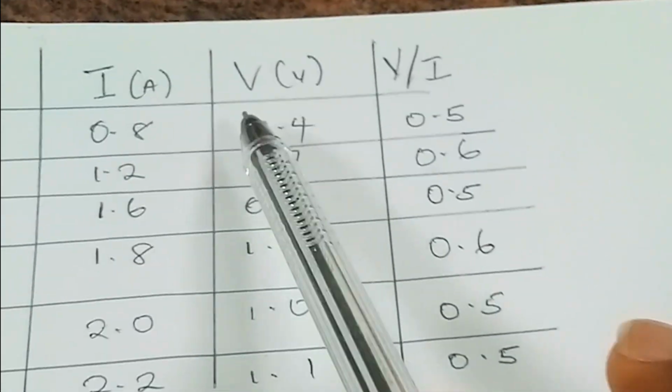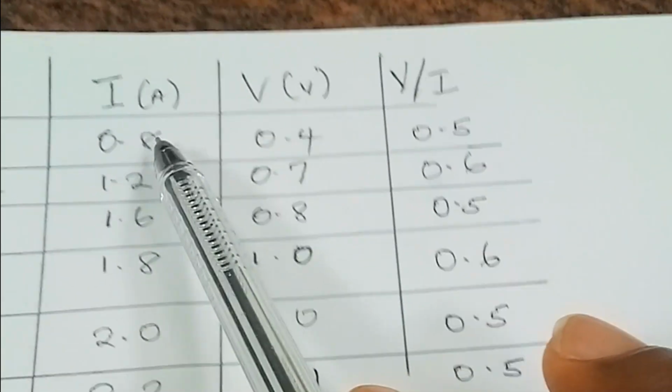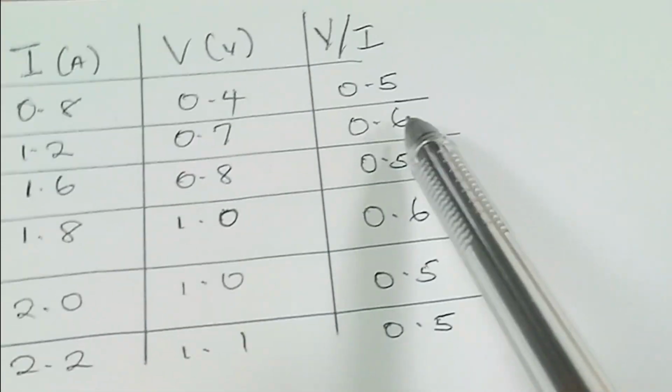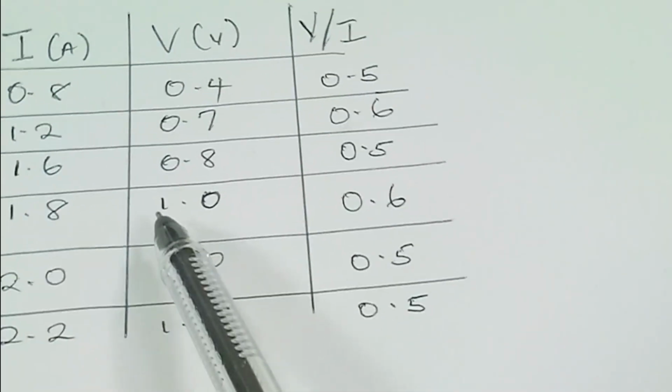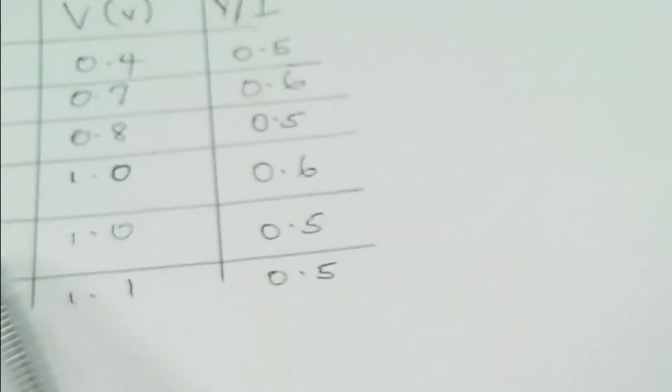So the next thing we did was voltage all over the current. So 0.4 divided by 0.8 gives us 0.5. 0.7 divided by 1.2 gives us an approximate value of 0.6. 0.8 divided by 1.6 gives us 0.5. 1.0 divided by 1.8 gives us an approximate value of 0.6. Now we have 1.0 divided by 2.0, we have a value of 0.5, and 1.1 divided by 2.2 gives us 0.5.